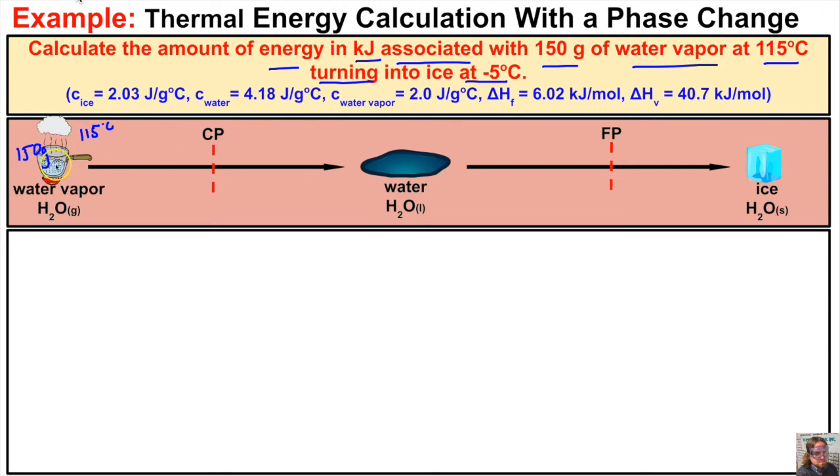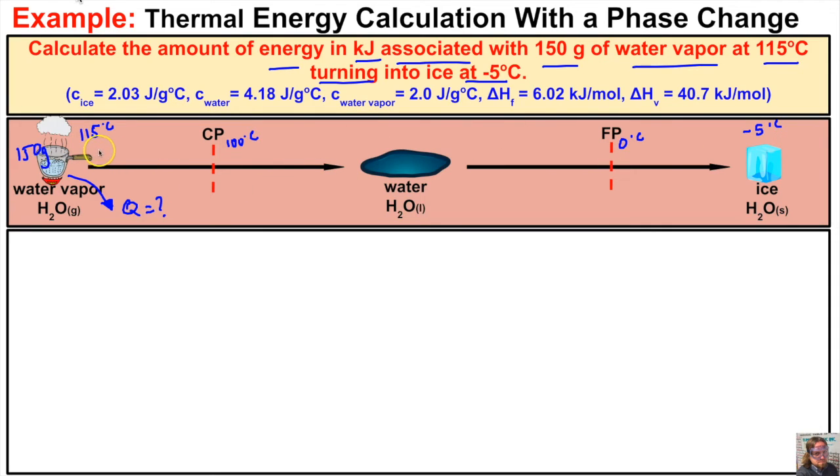What's going to end up happening is that this water vapor is going to cool down. It's going to condense at 100 degrees Celsius. It's going to cool down further, and then it's going to freeze at 0 degrees Celsius. We know this to be the condensation or boiling point of water and the freezing point or melting point of water. Then this ice is going to continue to cool down to a temperature of -5 degrees Celsius. What we want to know is how much thermal energy or heat this water vapor needs to release in order to go from 115 degrees Celsius to -5.